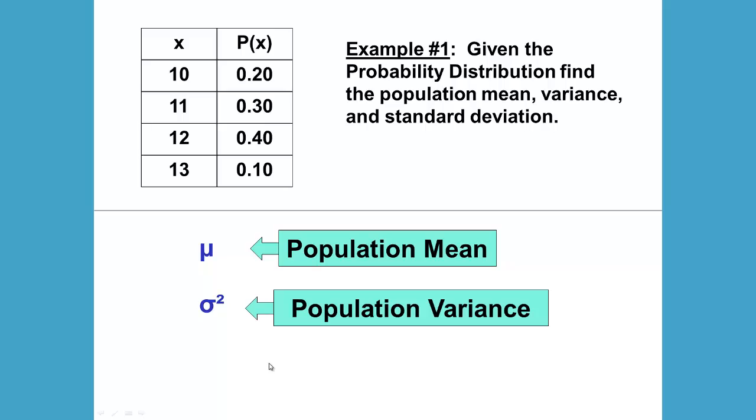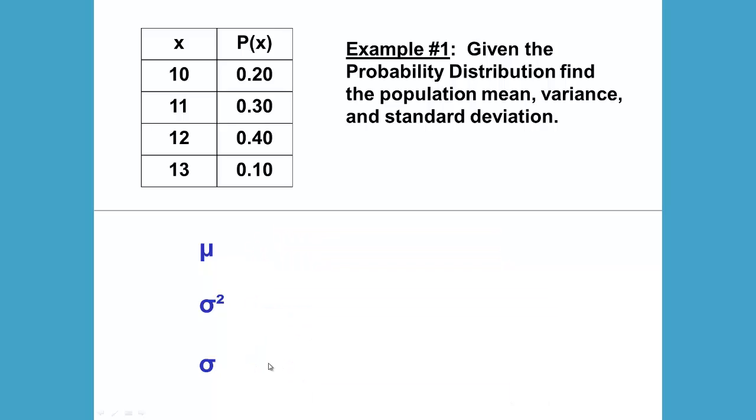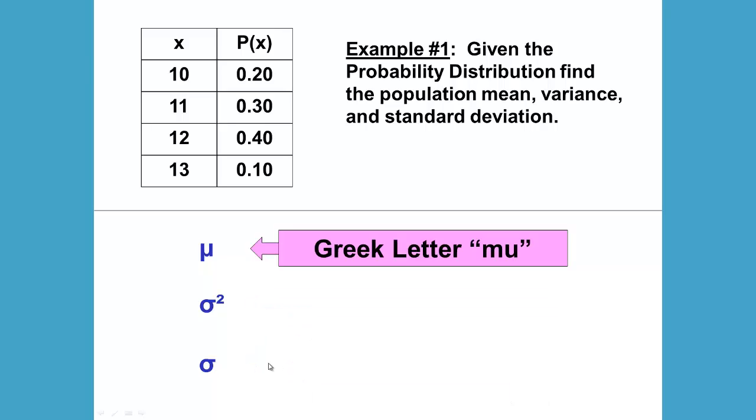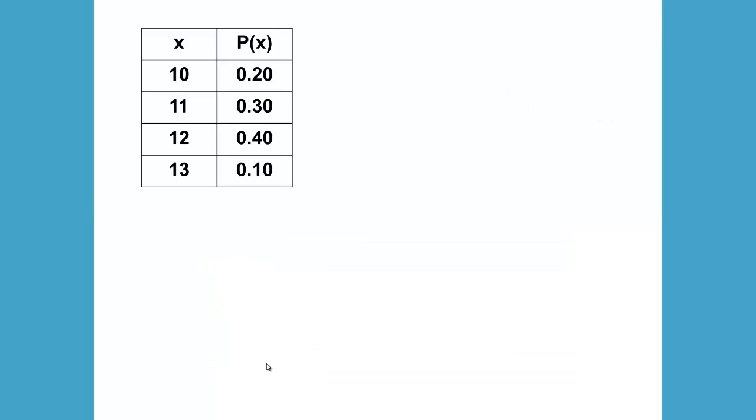We will need to find the mean, the population variance, and the population standard deviation. And remember, mu is the Greek letter and sigma is the Greek letter, so keep those straight. It will make life a little easier.